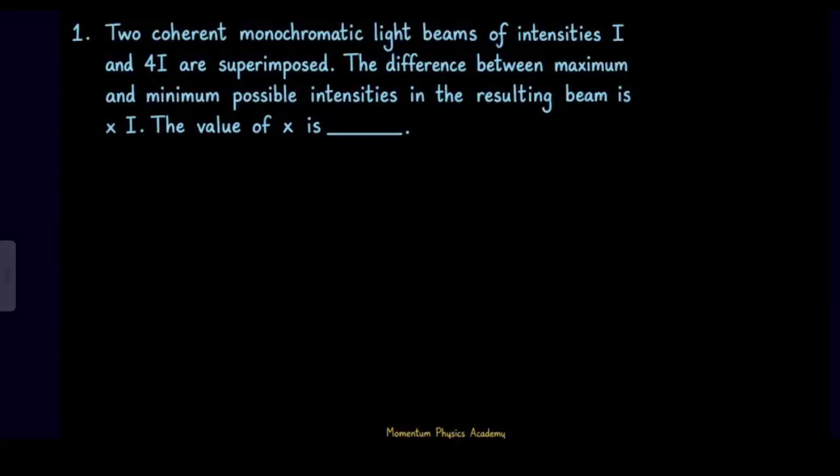See this problem. Two coherent monochromatic light beams of intensities I and 4I are superimposed. The difference between maximum and minimum possible intensity in the resulting beam is... So they are asking for the difference between the maximum and minimum possible intensity.